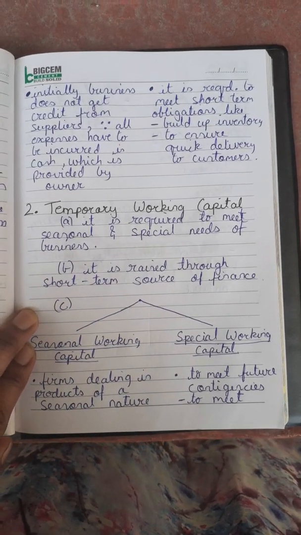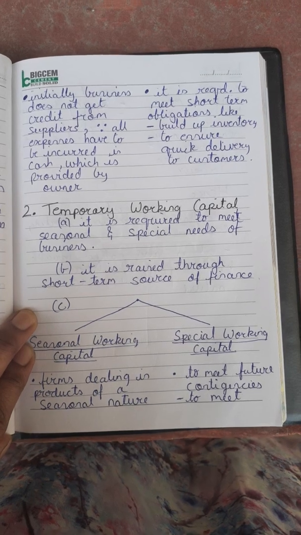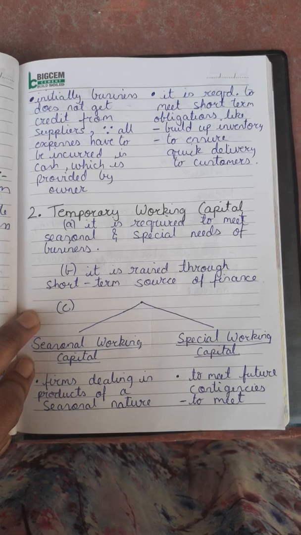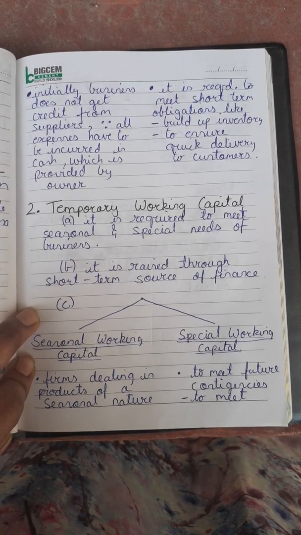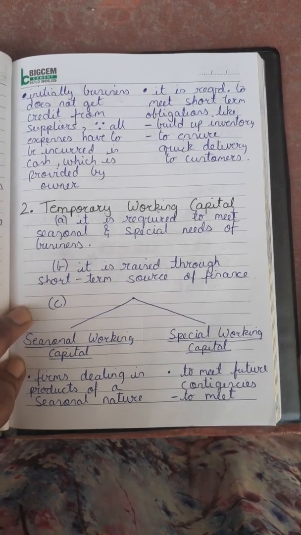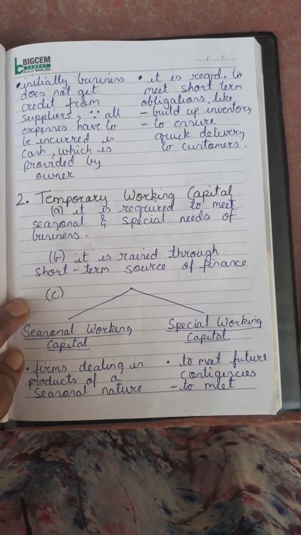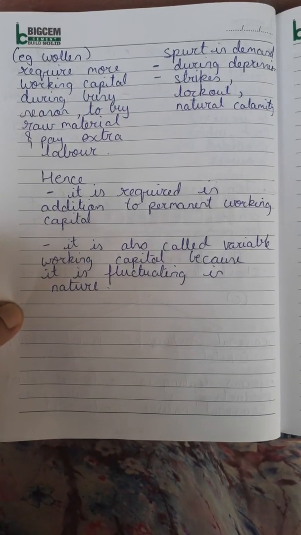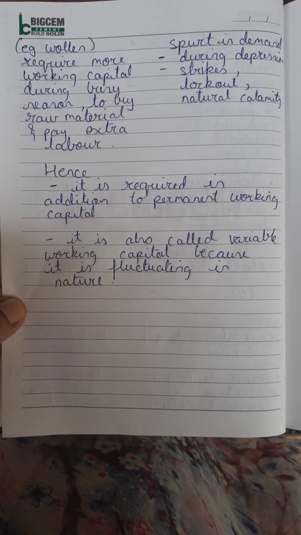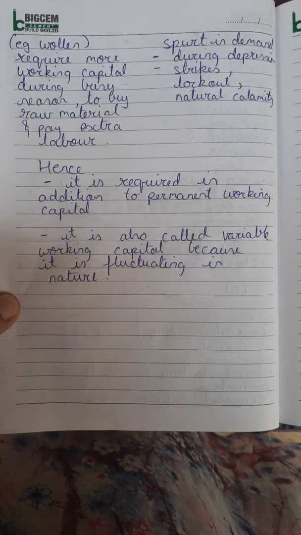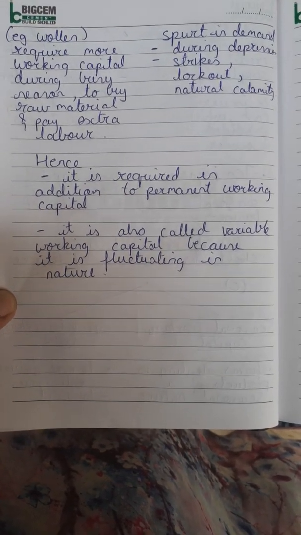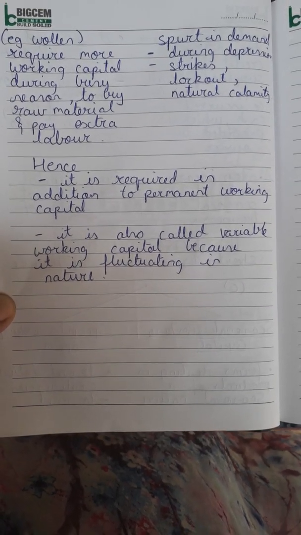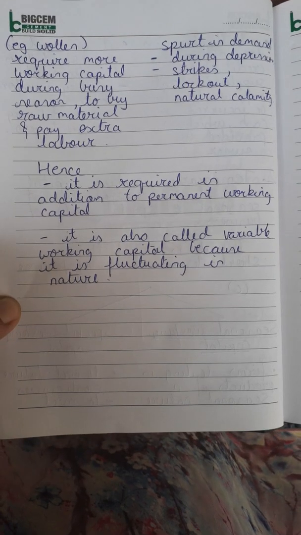The second type of working capital is temporary working capital. Temporary working capital is basically to meet seasonal and special needs of business. Seasonal working capital means firm dealing in product of seasonal nature. For example, woolen industry requires seasonal capital so that they can buy raw material during busy season and can pay extra to the labor.